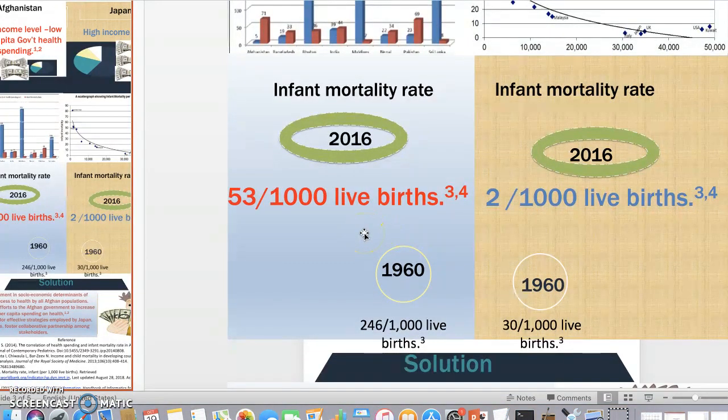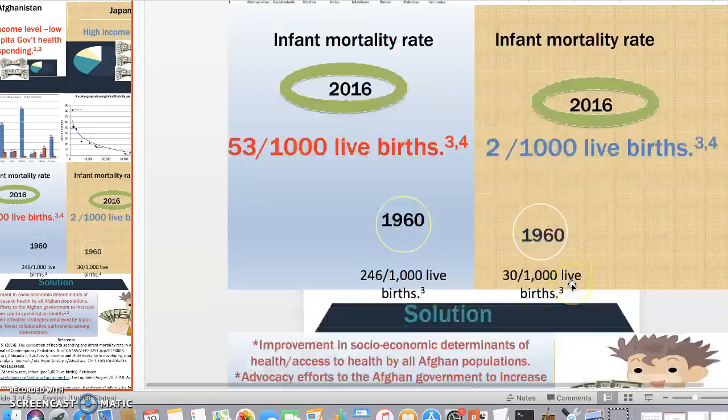2016 is the most recent data that was used from the dataset adapted from the World Bank for this presentation. 2016 has 53 deaths per 1,000 live births, and that is the infant mortality rate. This has improved from 1960's value of 246 per 1,000 live births. Even as it stands here at 53, compared to this we see a significant improvement, but it's still very high if we compare that to Japan, which is 2 per 1,000 live births. And of course, Japan has also improved from 30 per 1,000 live births since 1960.